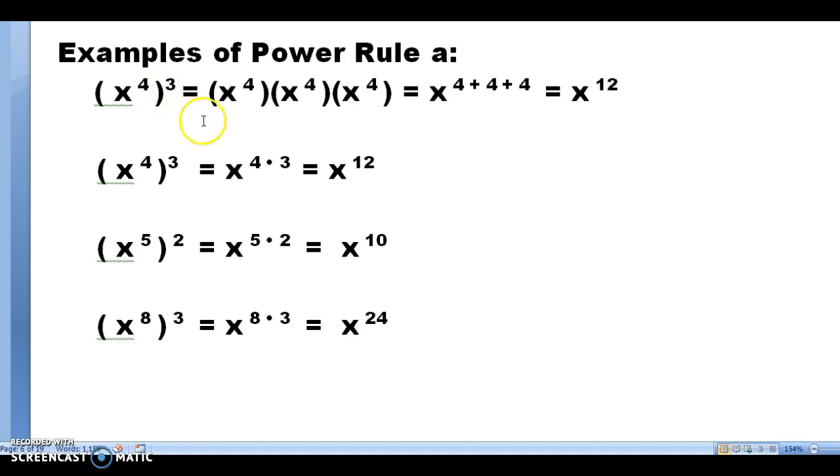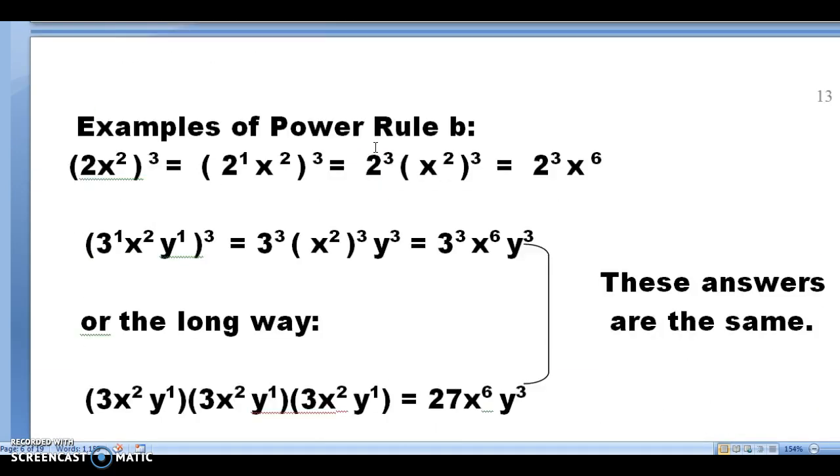3 times. So it would be x to the 4th, x to the 4th, x to the 4th. Then I would have an example of the product rule, and I would add those together and get x to the 12th. A lot simpler, though, just to use the power rule, which says I can take the 4 and 3 and multiply them together and get a 12. X to the 5th to the 2nd power is 5 times 2, which is x to the 10th. X to the 8th to the 3rd power is the 8 times the 3, or 24. Again, you'll see one base, two exponents.